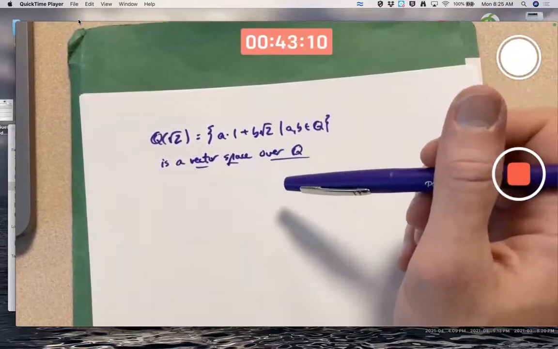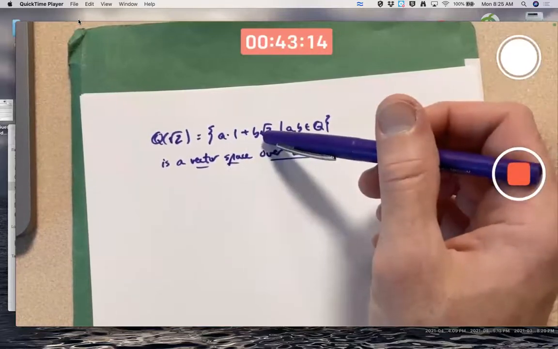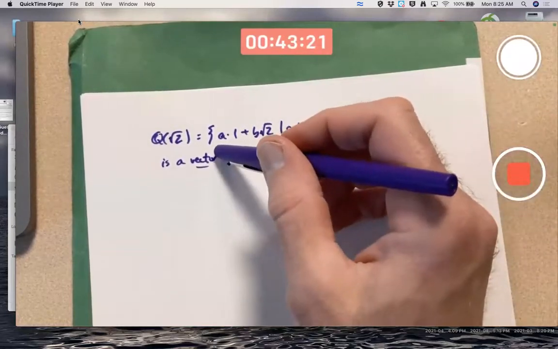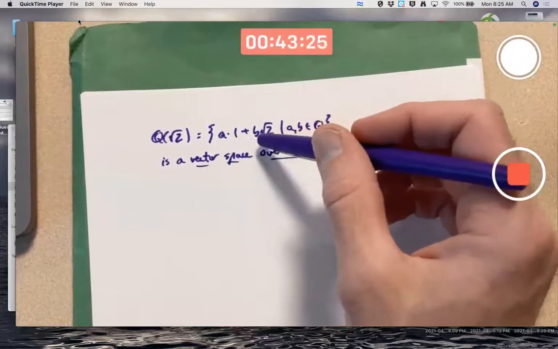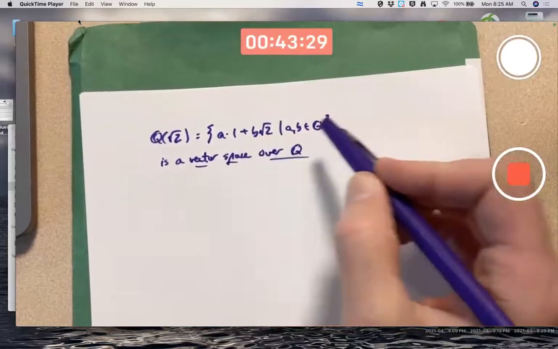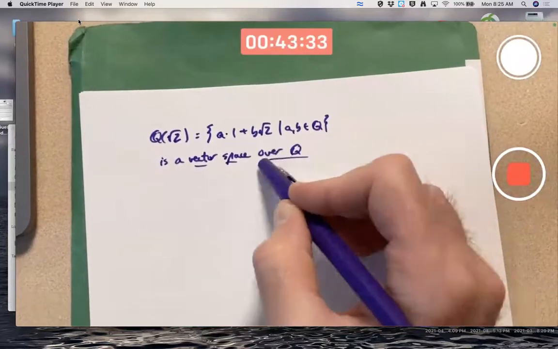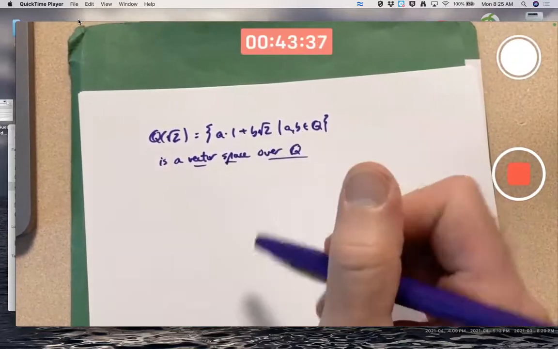But being a vector space, we ignore the multiplication of arbitrary elements in this field, but instead focus on the fact that we can write things in this field in this form as a linear combination where these coefficients, the a and the b, are rational numbers. That's why it's a vector space over Q, because those scalars are rational numbers.